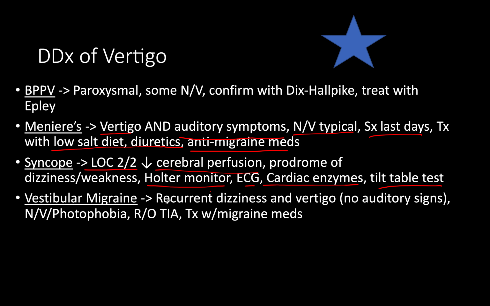Vestibular migraines. Here we have recurrent dizziness and vertigo, typically without auditory signs. Okay, dizziness, vertigo, no auditory signs. This is going to be in patients that already have a migraine disorder. In fact, about 10% of patients that have a migraine disorder will present with vestibular migraines. So these patients are already getting these migraines, and now the migraine is going to involve their vestibular system.